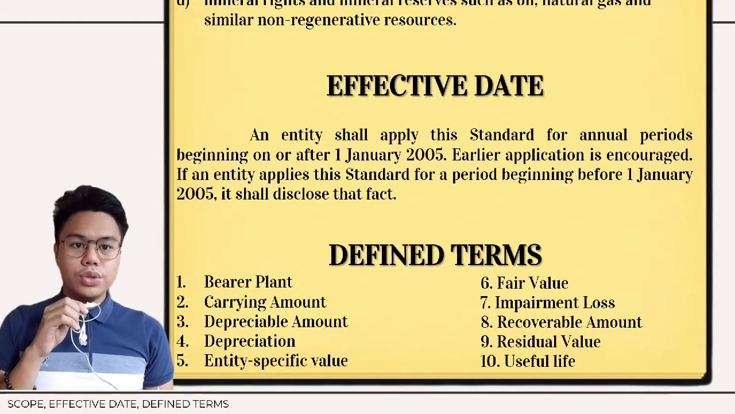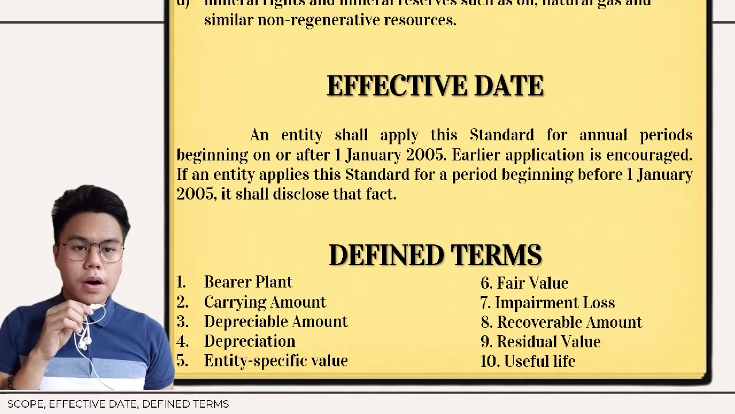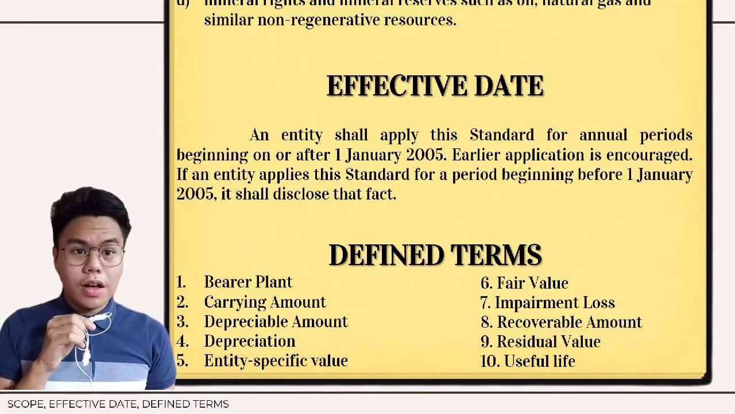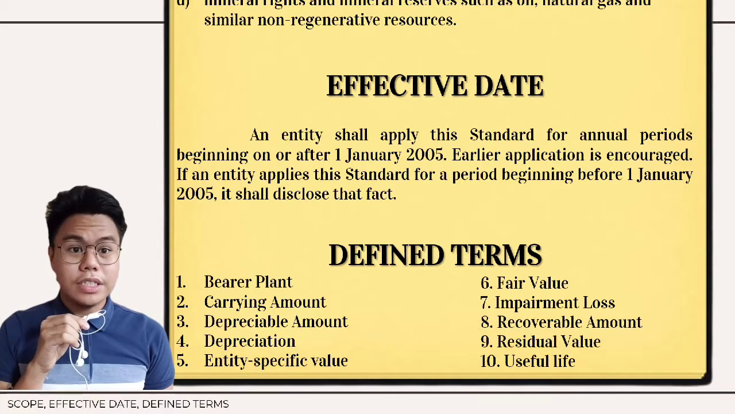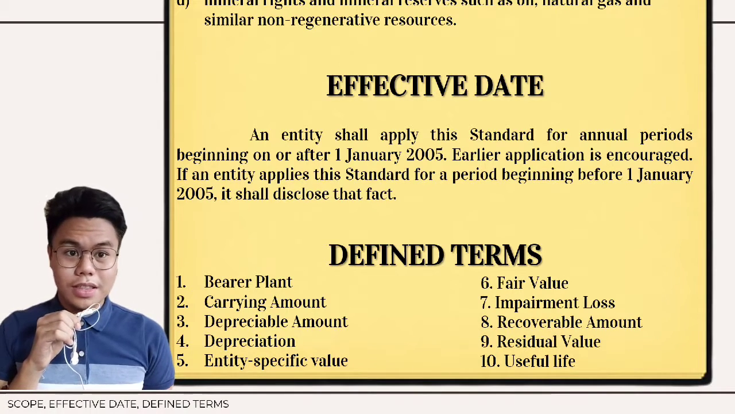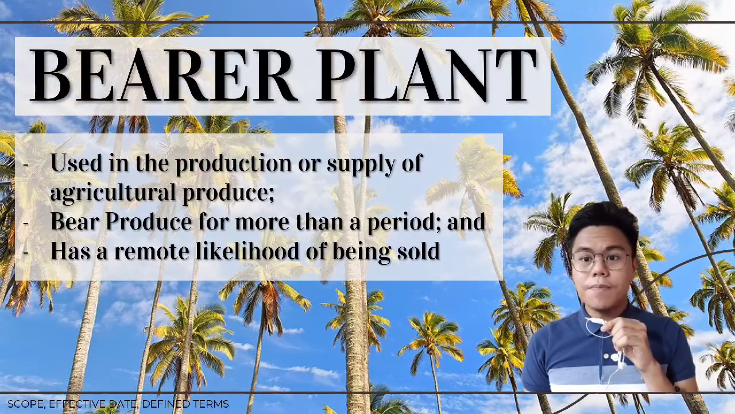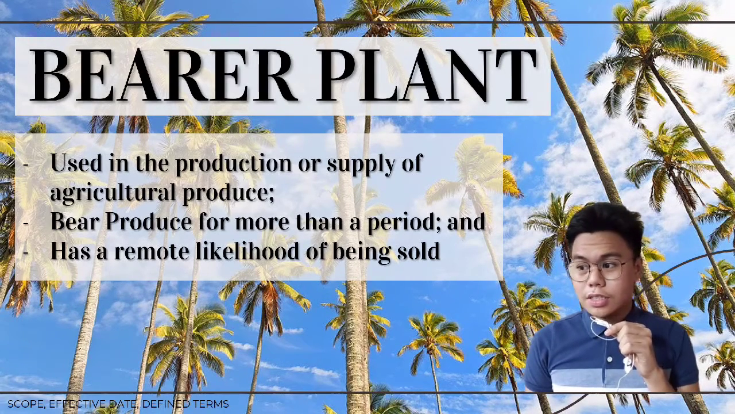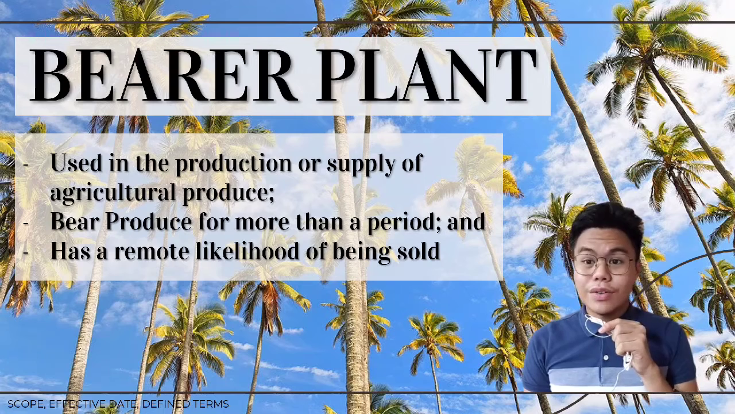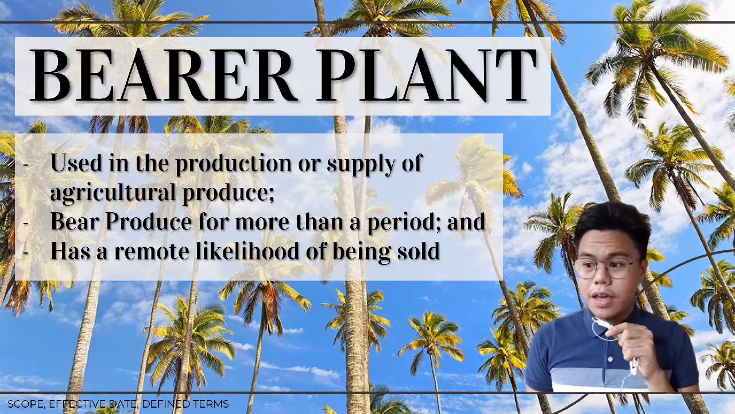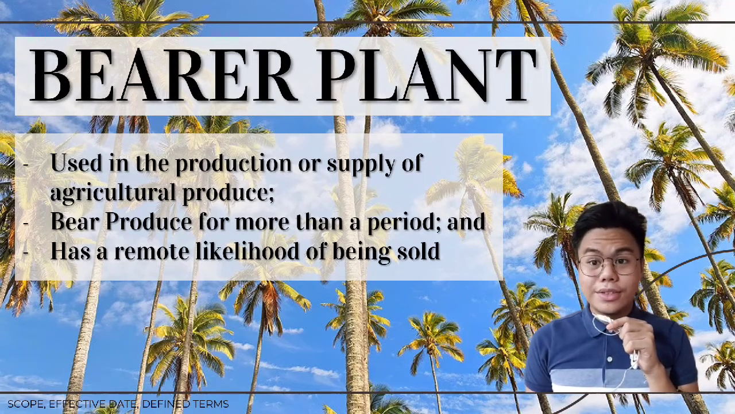Now, before we engage in the body of knowledge of this module, let us encounter some of the terms to be defined for clarity. First, we have the bearer plant. Bearer plants are assets used in the production or supply of agricultural produce, such as the plantation of coconut trees shown in this wallpaper. Bearer plants bear produce for more than one period, and have a remote likelihood of being sold.